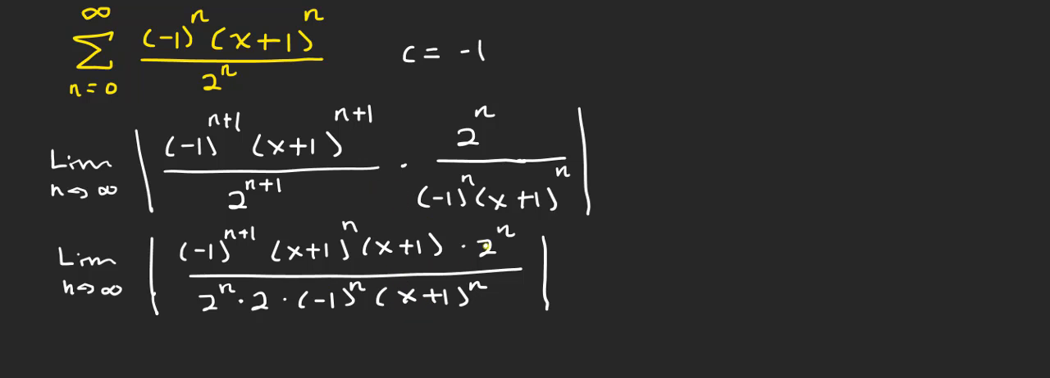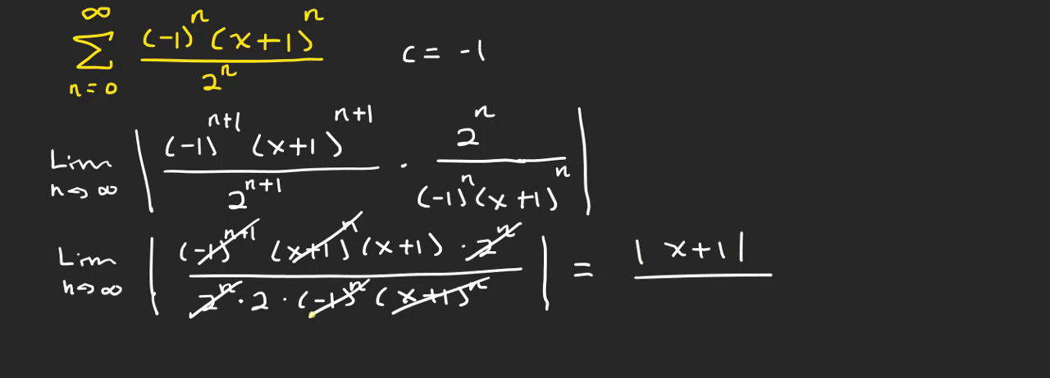And then you could cancel out 2 to the n on top and the bottom, and quantity x plus 1 to the n on the top and on the bottom. And these are sign changers. And when they're in the absolute value, they will end up being positive 1. So we could just ignore it. So as n goes to infinity, there's no n in the absolute value, so you just get absolute value of x plus 1 over absolute value of 2 on the bottom, which is just 2.